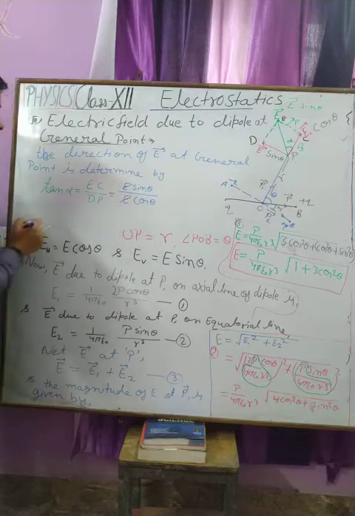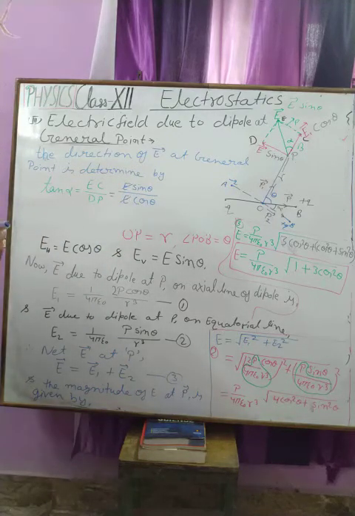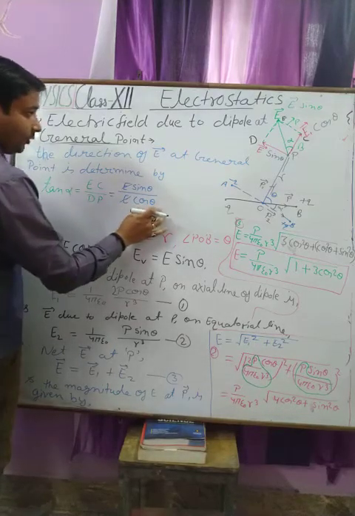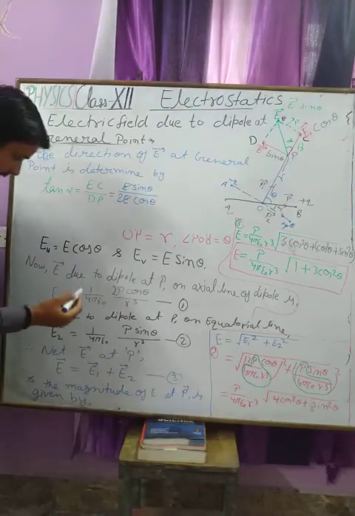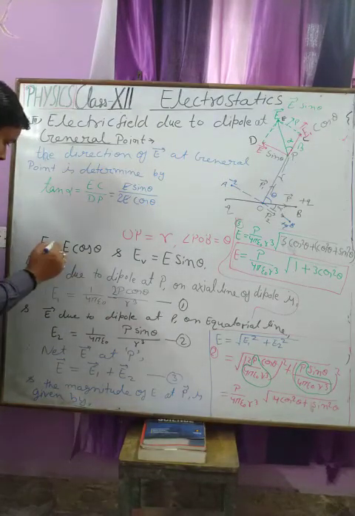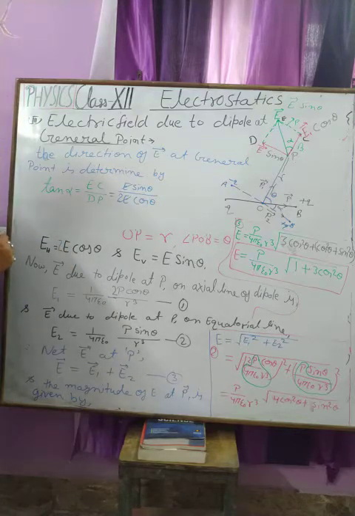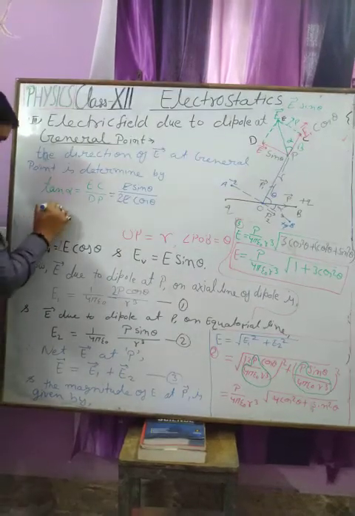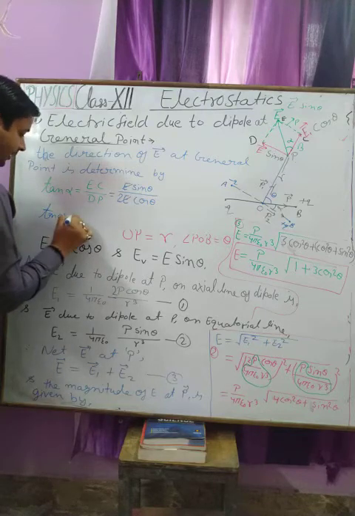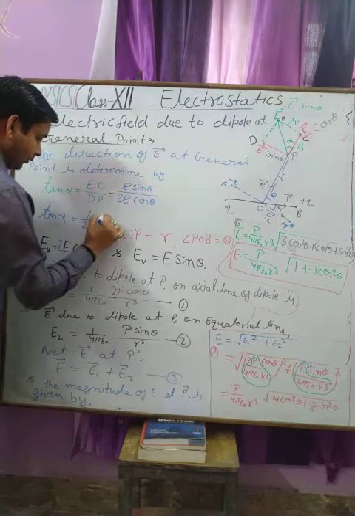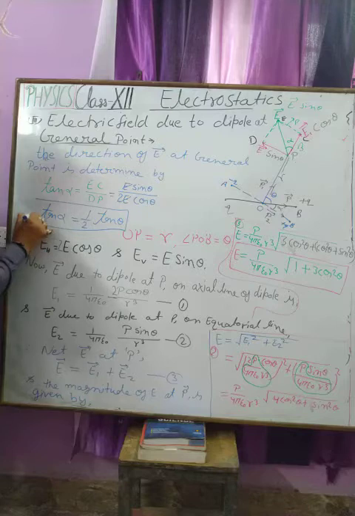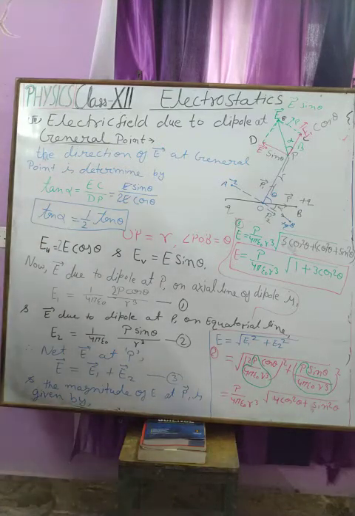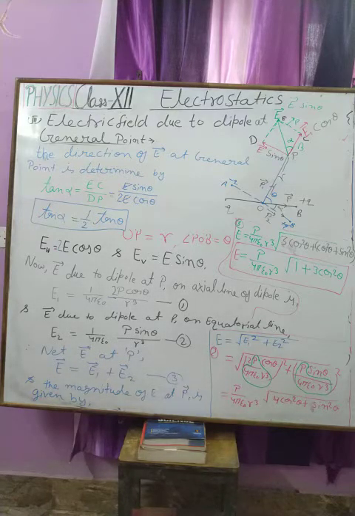this is cancelled. But second thing is the value of electric field at the axial line is 2, which we are using here. We also say this at this point, so we get tan alpha is equal to 1 by 2 tan theta. This is the direction of electric field at the general point by the dipole. This topic is here completed.